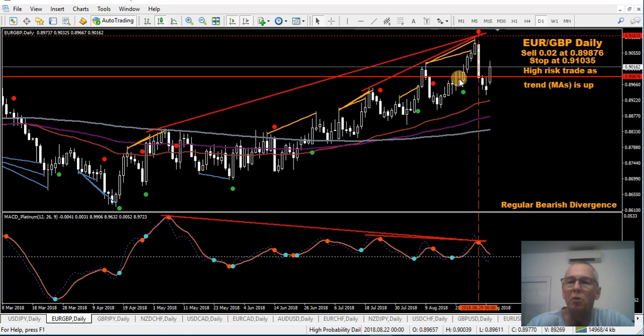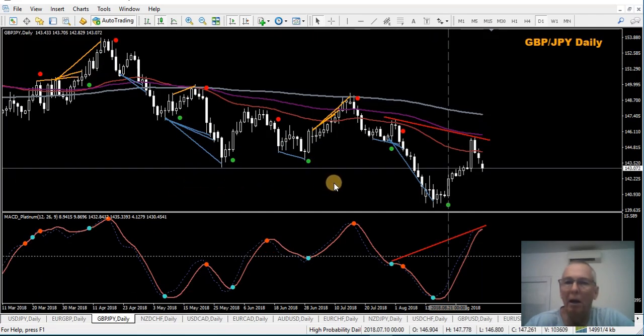But at the moment, we're in a sell on this euro pound. It's a high risk trade into the MAs, so we're against the trend. At the moment, it's against us. We've got a stop in place above this high. So we'll just see what happens here. It's not looking that good at the moment, but it's only early days. There's no sort of reversal signals as yet.